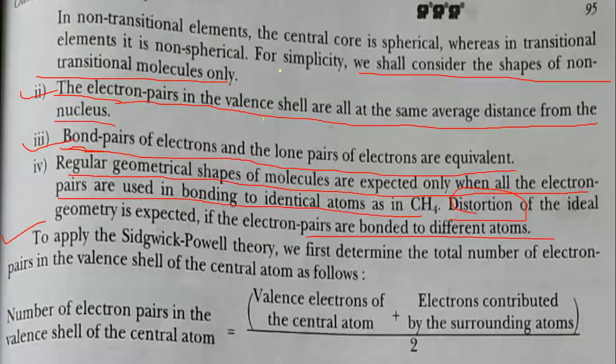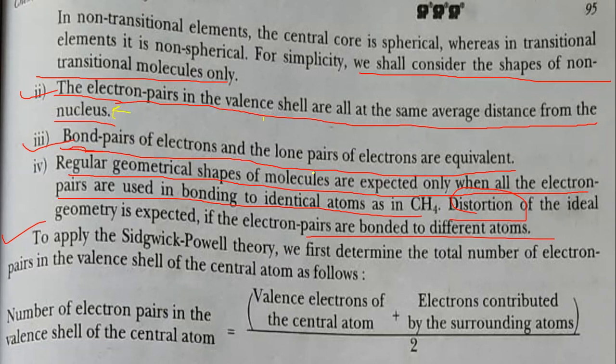In a transition element, the shape of the central core is not spherical, and that's why here we are going to focus on those atoms or molecules which contain non-transition elements. Now, the electron pairs in the valence shell are all at the same average distance from the nucleus. ज्या इलेक्ट्रॉन पेअर आहेत त्या न्यूक्लियस पासून सेम डिस्टन्स असतात.